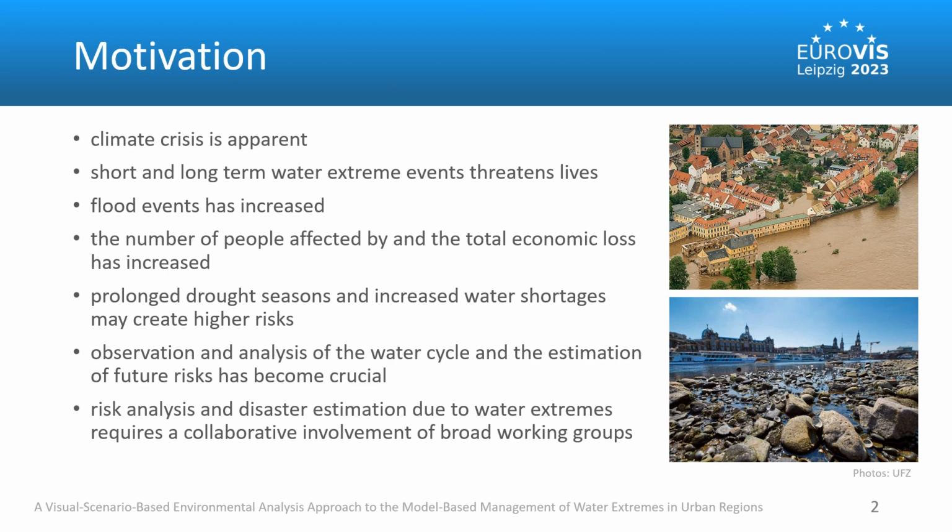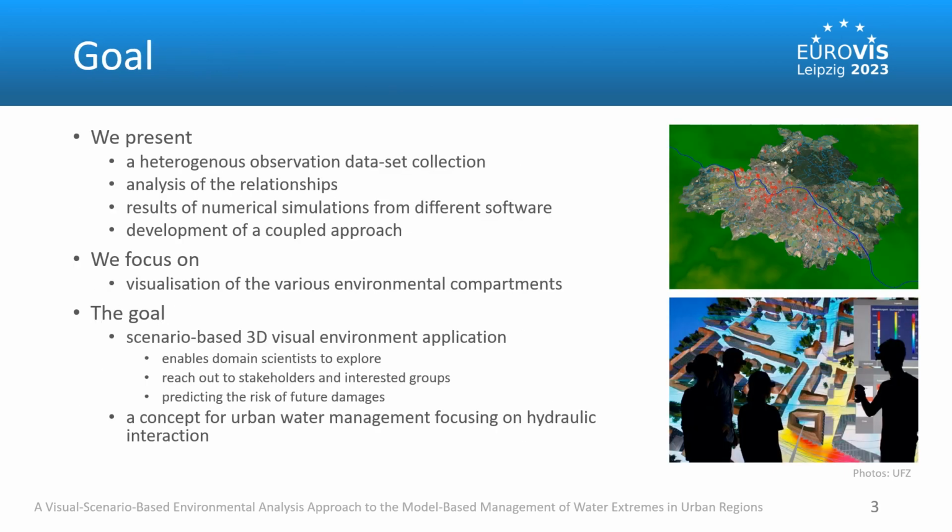The prospective future risk analysis and possible disaster estimation in urban regions due to water extremes requires a collaborative involvement of broad working groups with a similar focus. From this motivation, we present a set of such studies including observation dataset collection, analysis of the relationship between datasets, creating numerical simulations based on such data, and the development of a model-based coupled approach.